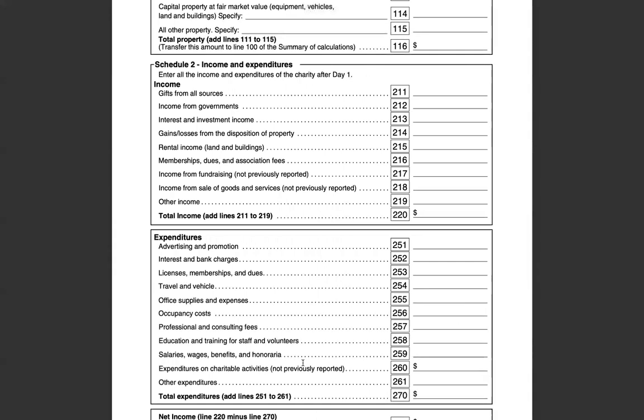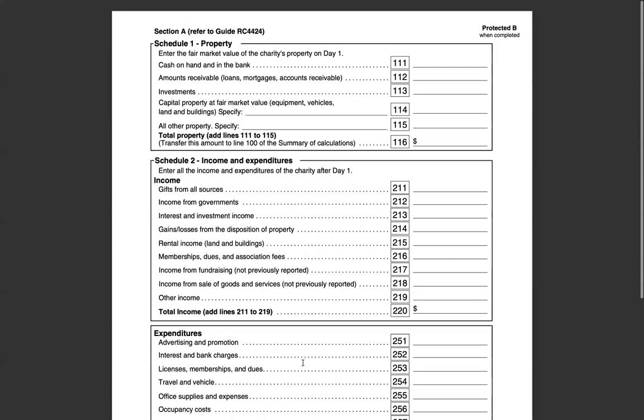Then section A of this form is talking about schedule 1, the property. You enter the fair market value of the charity's property: cash on hand or in bank, amounts receivable, loans, mortgages, accounts receivable, investments, capital property at fair market value, and all other property. So you have them all from line 111 to line 115.